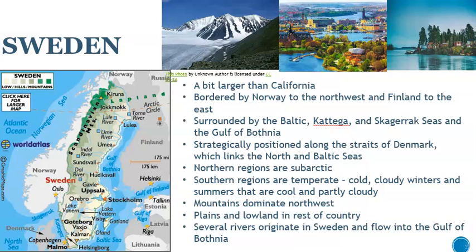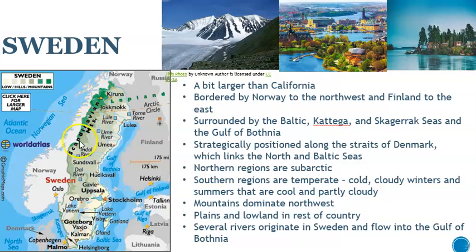Next we have Sweden. Sweden is a bit larger than California, and it's bordered by Norway to the west and Finland to the east. It's surrounded by the Baltic, Kattegat, and Skagerrak seas and the Gulf of Bothnia. Strategically positioned along the Straits of Denmark, Sweden links the North and Baltic seas. The northern regions of Sweden are subarctic. The southern regions are temperate with cold, cloudy winters and summers that are cool and partly cloudy.